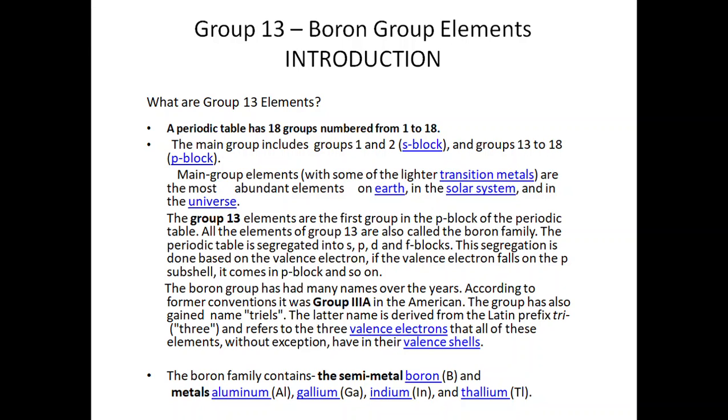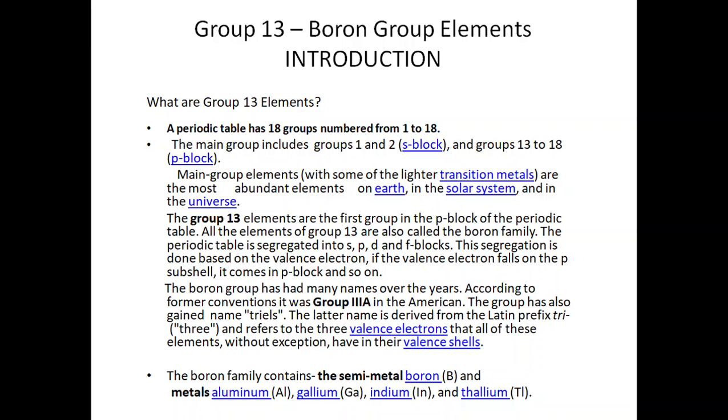A periodic table has 18 groups numbered from 1 to 18. The main group includes groups 1 and 2, that is called s block, and groups 13 to 18 are included in p block elements. The main group elements, with some of the lighter transition metals, are the most abundant elements on Earth, in the solar system, and in the universe. So these s block and p block elements are main group elements because they are most abundant.